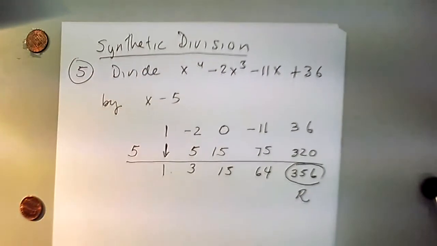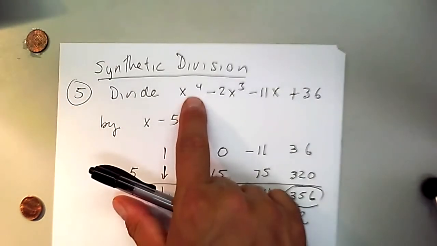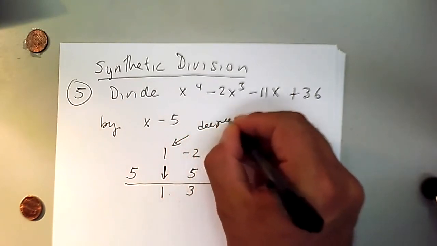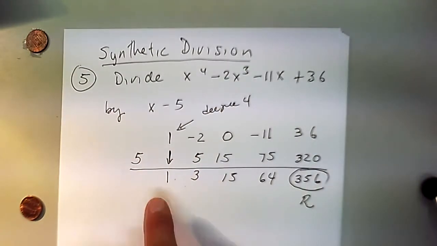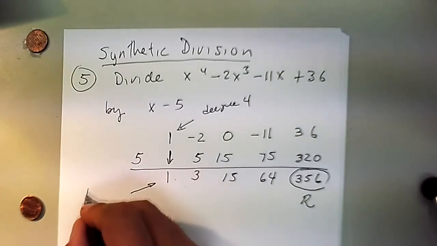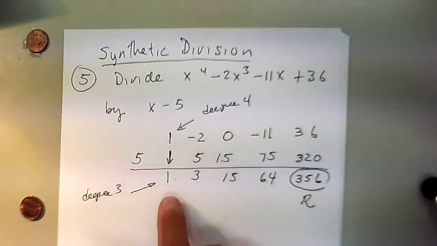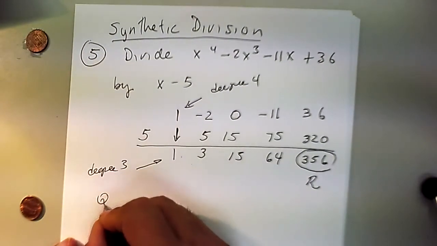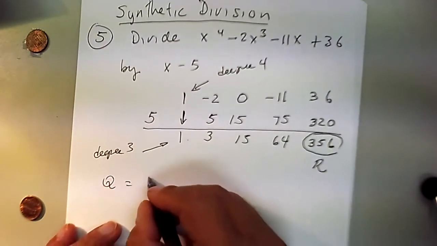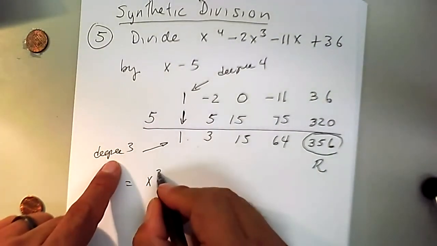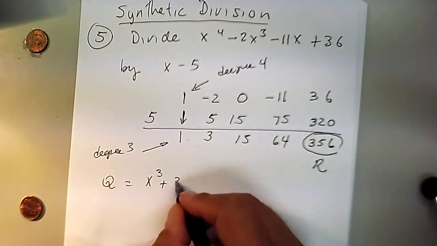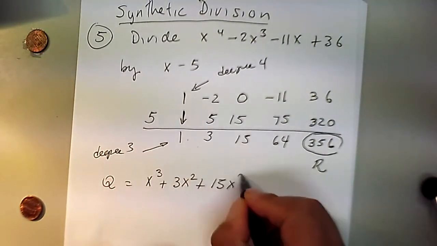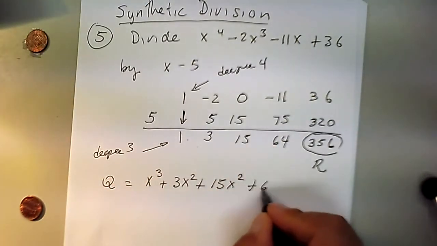If we started with degree 4, this is the coefficient of degree 4, this is going to be a coefficient of degree 3, and then it goes down from there. So we will have, as the quotient, x cubed plus 3x squared plus 15x plus 64.